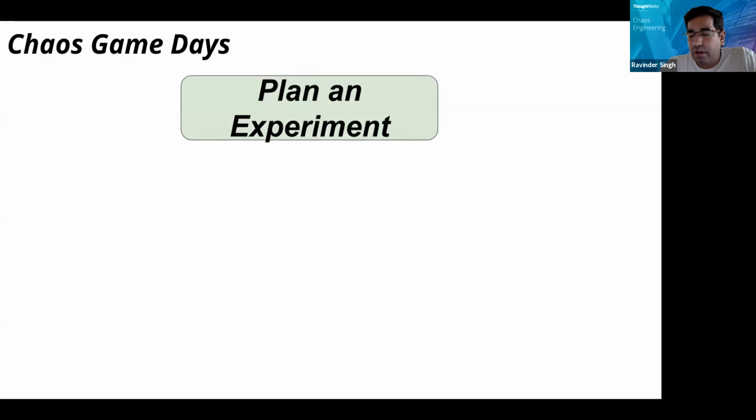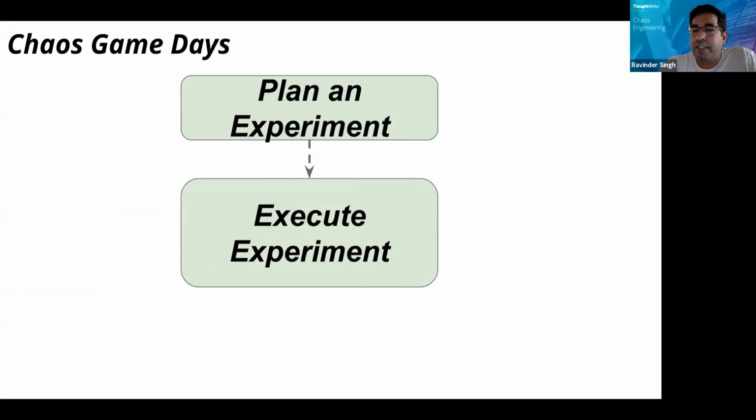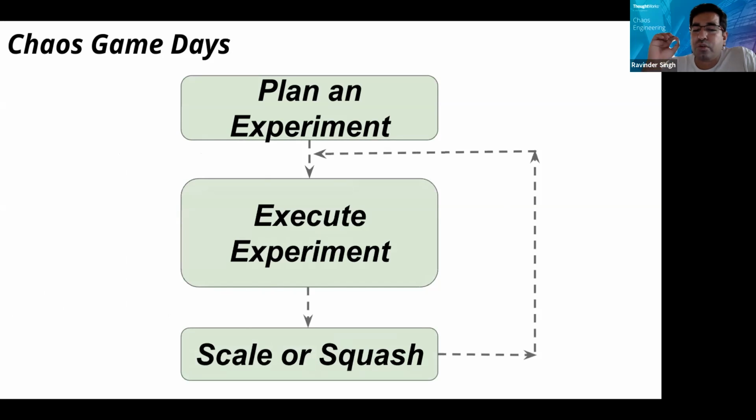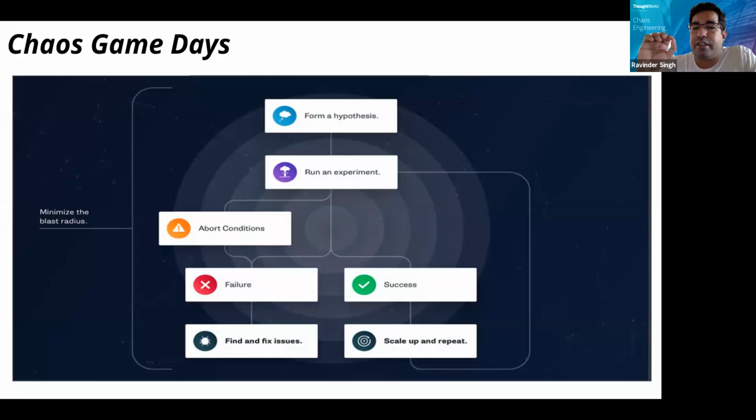Generally, like any other kind of implementation, development, or testing, you will plan your experiment. And by planning, we mean we will understand our application. We will understand what we are going to implement out there. Then you will execute the experiment. Obviously, whatever you have planned, using certain tools that you have identified, you will execute your experiment. And the final stuff will be that based on these experiments, you will evaluate whether for your next experiment you will scale the overall area or you will squash the overall area. And by area here, we mean the overall implementation, the overall stuff.